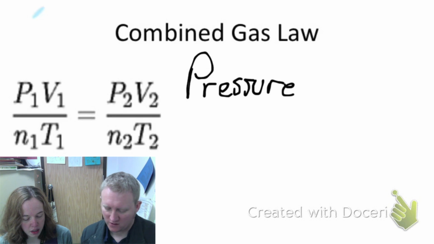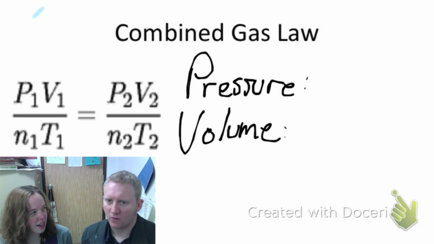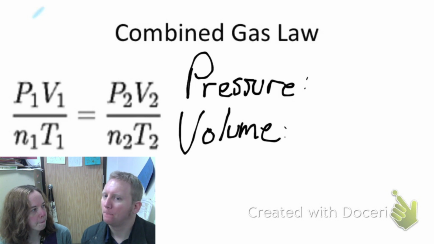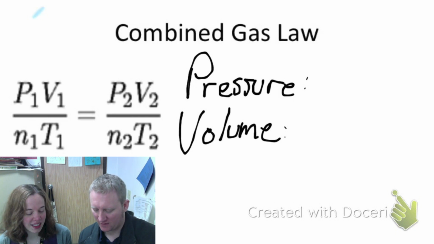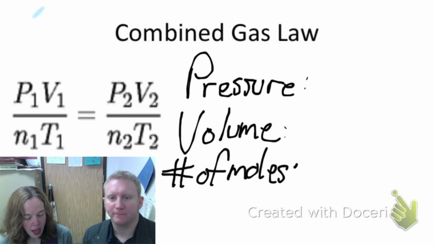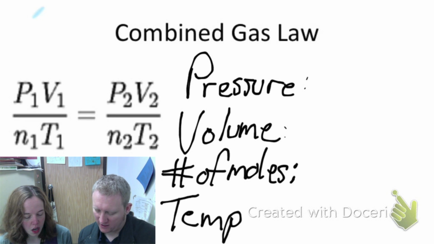V is going to be volume. N is going to be the weird one. N is the number of moles. This is really just telling us the amount of gas, but it will be in terms of number of moles. And then T is temperature.